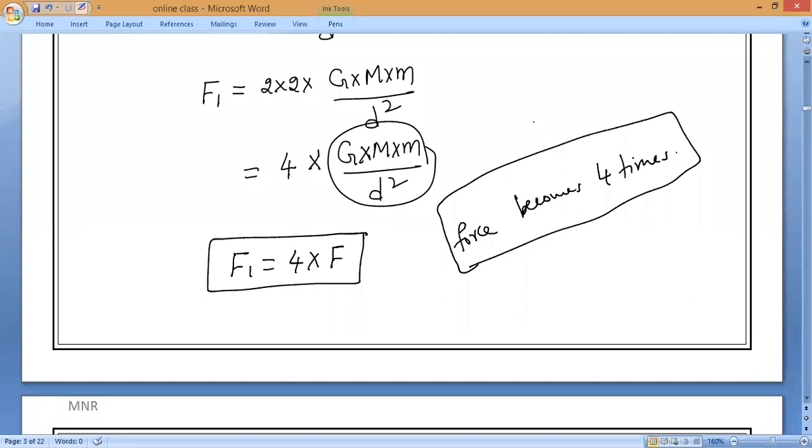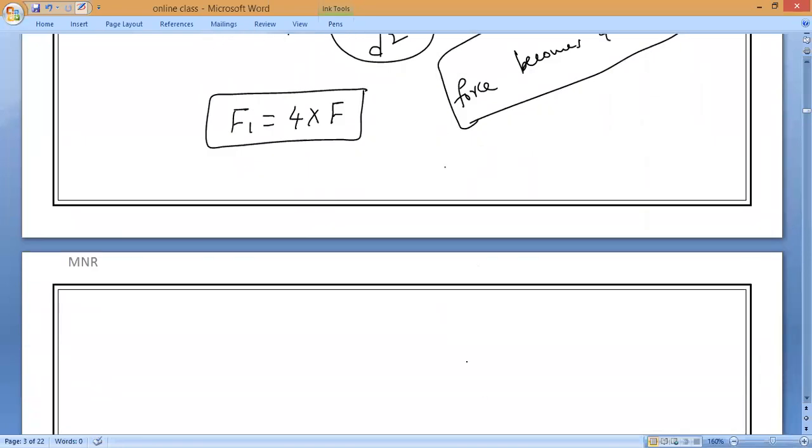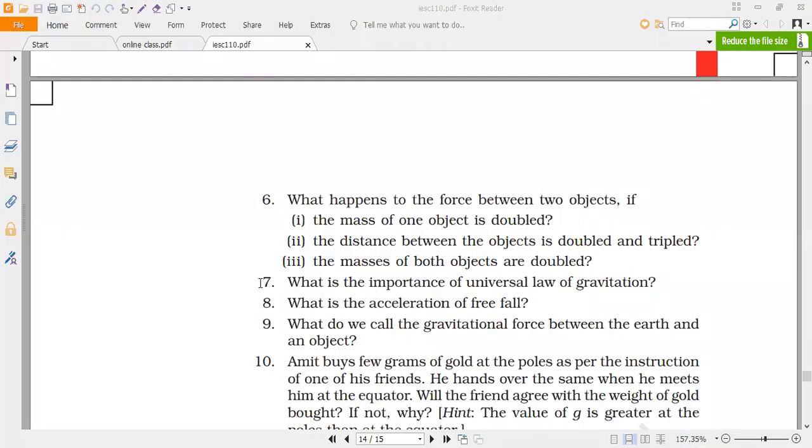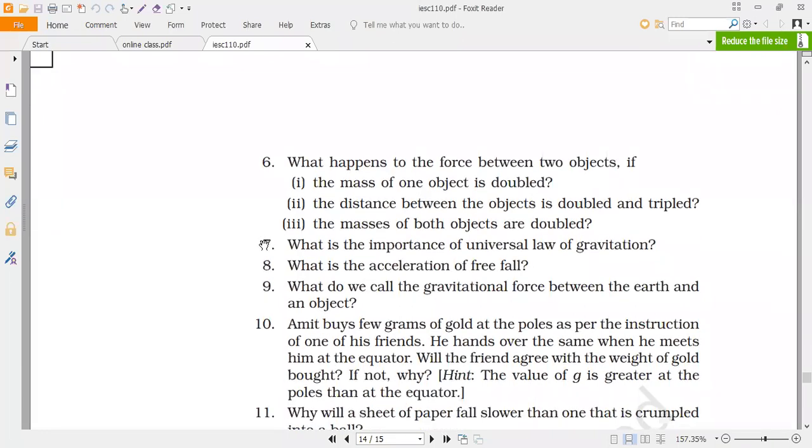Now, next question, everybody. What is the next question, Mitaksri? You can see it in your NCERT. Have you completed this question, Aswin? Kaushik? Yes, sir. Next question. What is the importance of universal law of gravitation?